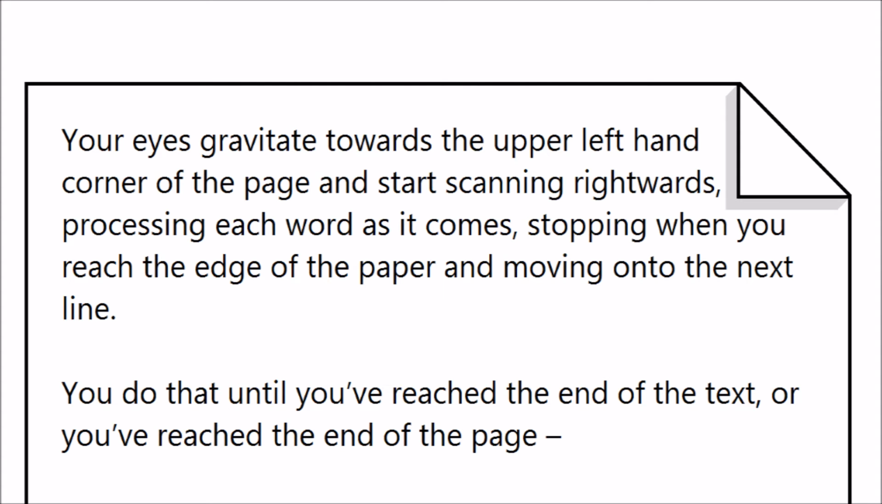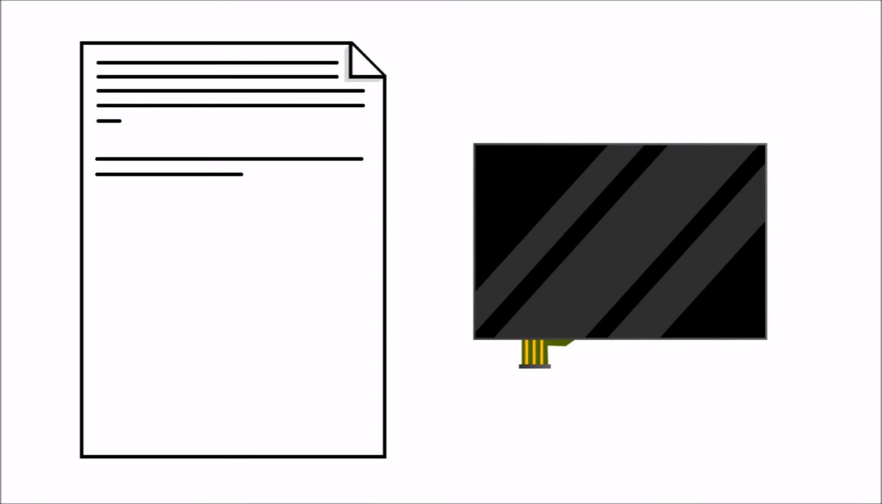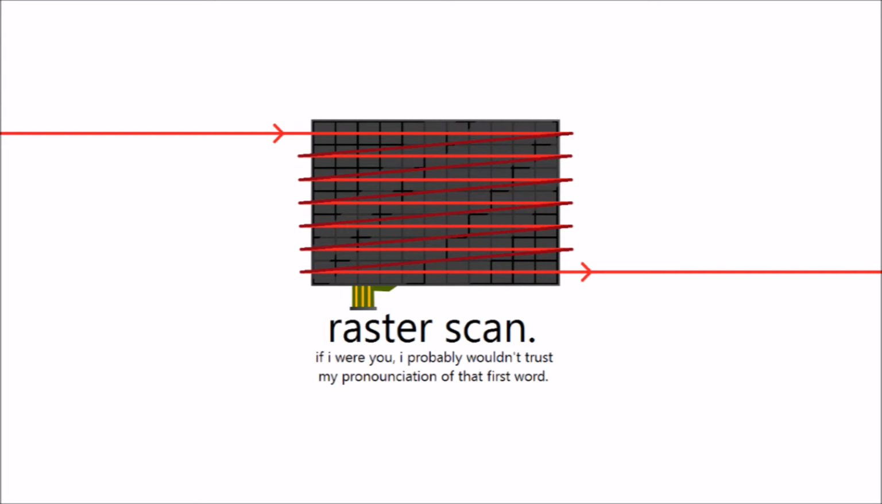Imagine you're reading a piece of paper. Your eyes gravitate towards the upper left-hand corner of the page and start scanning rightwards, processing each word as it comes, stopping when you reach the edge of the paper and moving on to the next line. You do that until you've reached the end of the text or you've reached the end of the page, at which point you move onwards to the next page. Well, screens are very much like that, except they're a lot faster than human perception. This methodical process of moving across the screen is known as a raster scan.